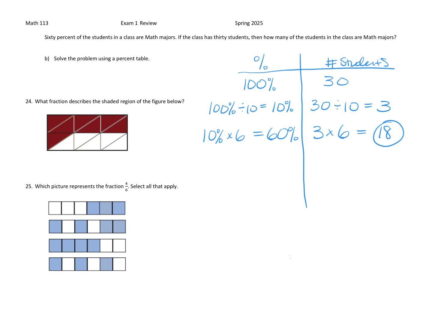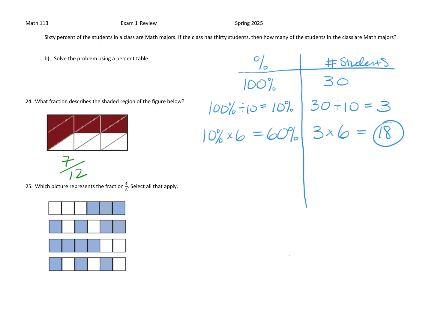24. What fraction describes the shaded region of the figure below? So I have 1, 2, 3, 4, 5, 6, 7, 8, 9, 10, 11, 12 equal pieces. So that's going to be my denominator of 12. And how many of them are shaded? 1, 2, 3, 4, 5, 6, 7.